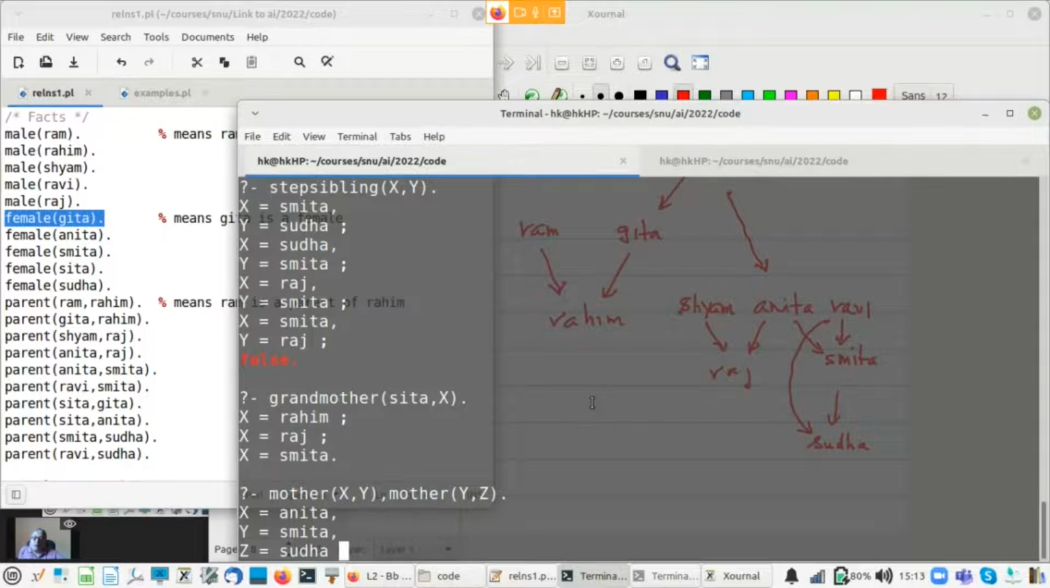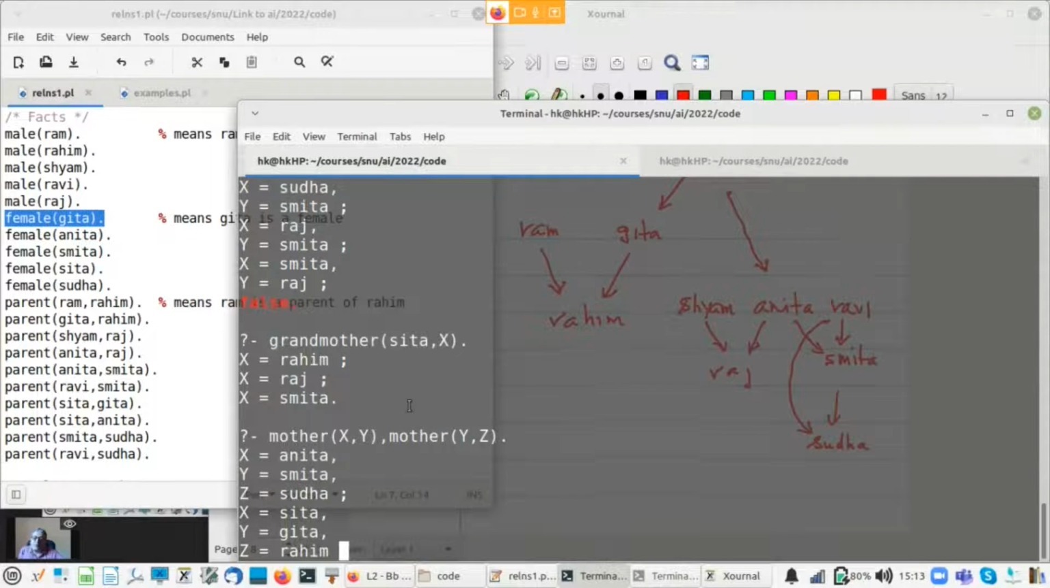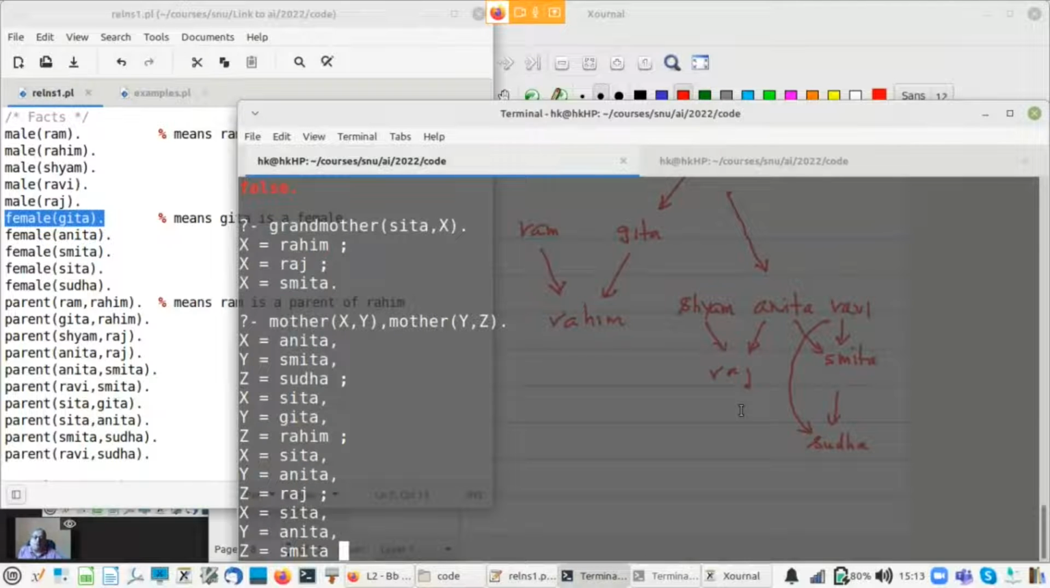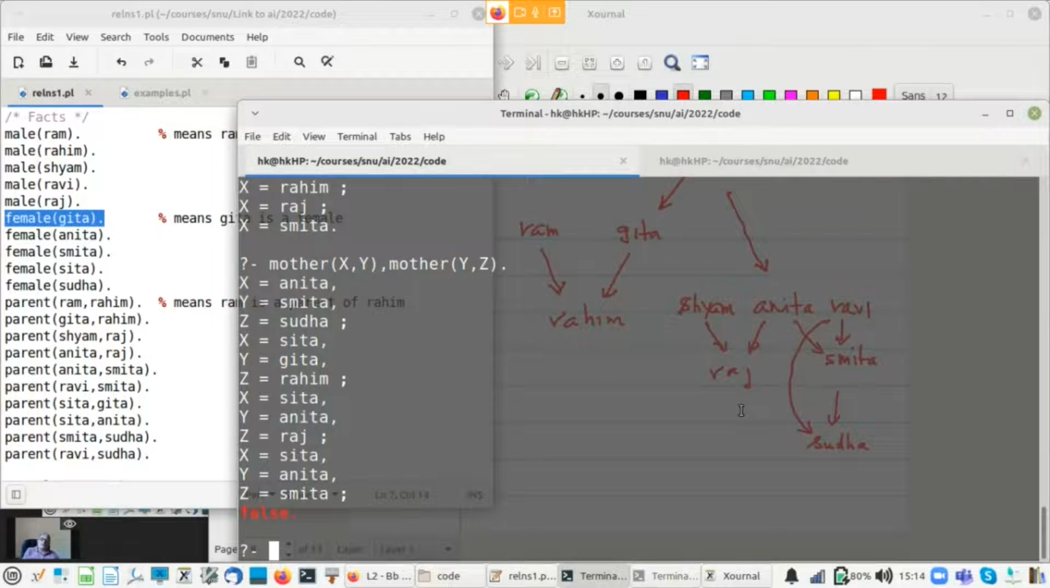Okay. Right. So now you're getting Sita, Gita, Rahi. So Sita is the mother of Gita, Gita is the mother of Rahi. All I wanted to illustrate was how you can have multiple. Similarly, Sita, Anita, Raj is another combination. So Sita is the mother of Anita, Anita is the mother of Raj. Sita, Anita, Smita also works because they're step siblings. Right? That's it. So you can see this, right? It's a very powerful way to get information. For information retrieval, you can use this in a very powerful way.